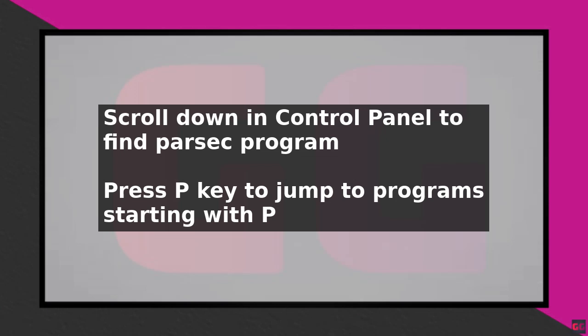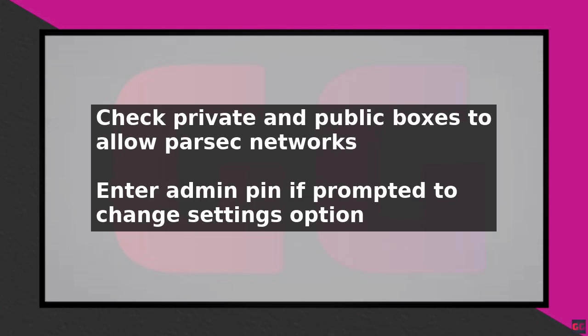If Parsec is not listed, click Change Settings again. Enter your admin PIN, and then click Allow another app. Browse to the program files on your C drive. Find the Parsec folder, and select the correct executable file.